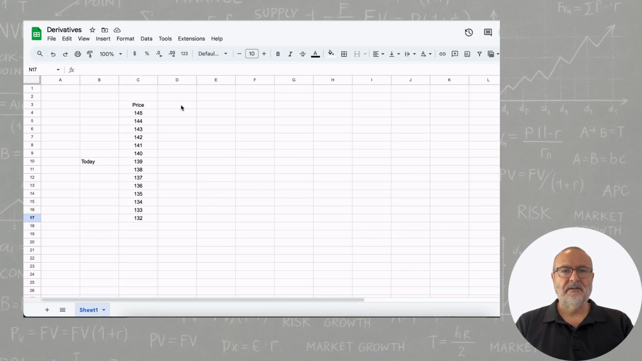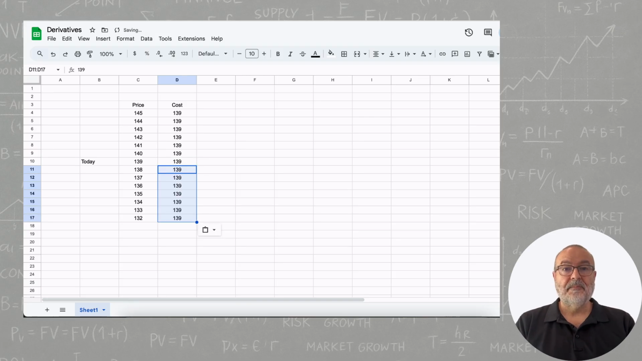Next, we will add the cost column. We are buying the stock today at today's spot price. So, today's spot price is our cost. Notice that our cost does not change as the spot price changes. That is the price at which we bought the stock.